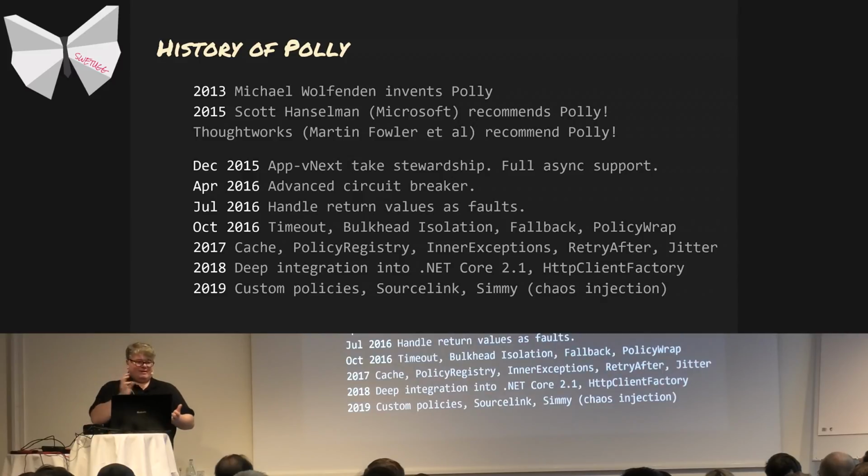We added all this stuff, async support, the advanced circuit breaker, other features, and deep integration into .NET Core 2.1 came in 2018. So in .NET Core 2.1 and higher, if you use the HTTP client factory, then that is using Polly. You can specify the attributes for policies right there. And yeah, so .NET Core.